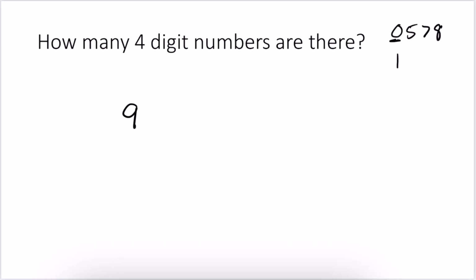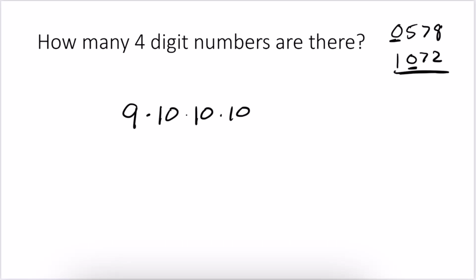because if you had a number like 1072 or something like that, it's okay to have a 0 in the second digit because overall it's still a 4-digit number. So I would have 10 options for what my second digit could be, and then I would have 10 options for my third digit and 10 options for my fourth digit.